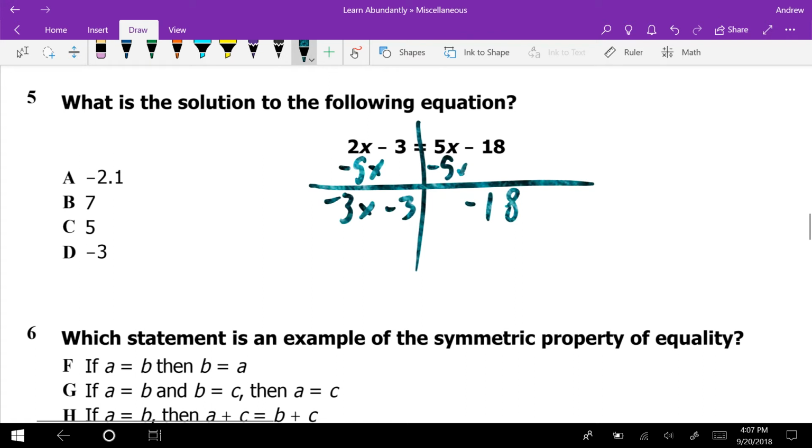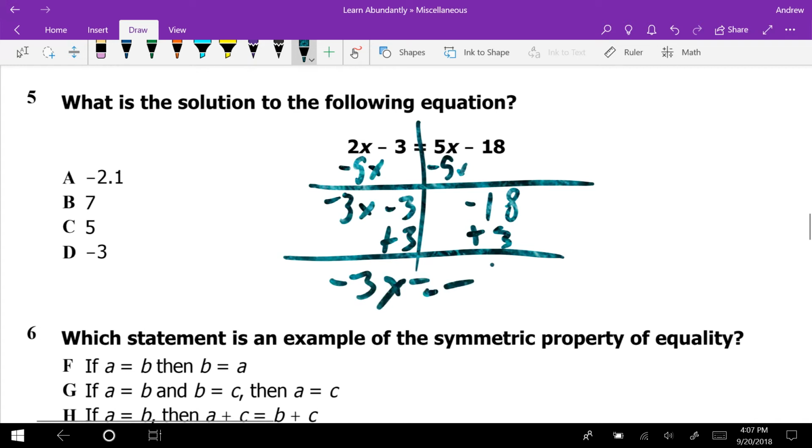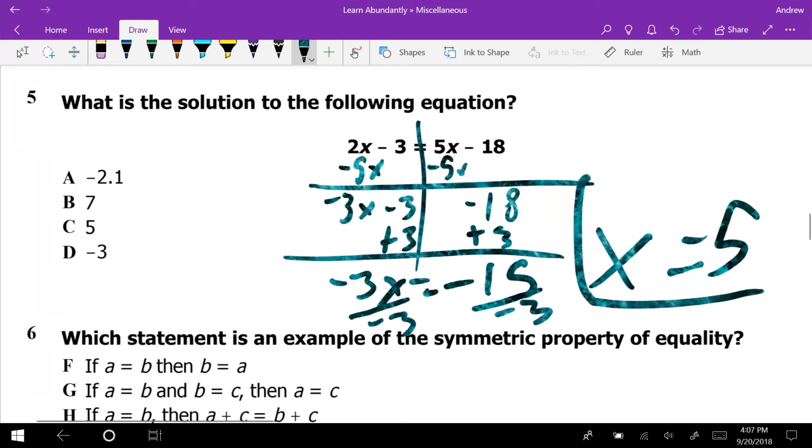Okay, now I've got all my x's on the left, but I still got other stuff over there too. The easiest thing to deal with, is it the negative 3 right there or the negative 3 right there? The one that's just minus 3, because all we'd have to do is add 3 to both sides. If we add 3 to both sides, now we have negative 3x equals negative 15. And so I can divide by negative 3, and I get x equals positive 5.